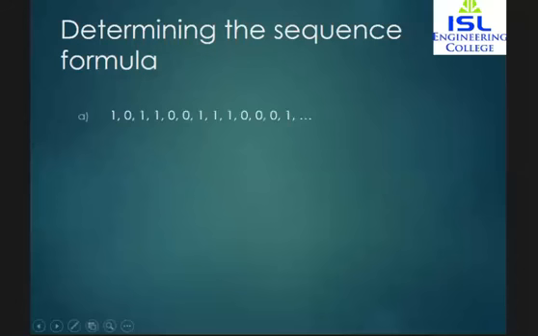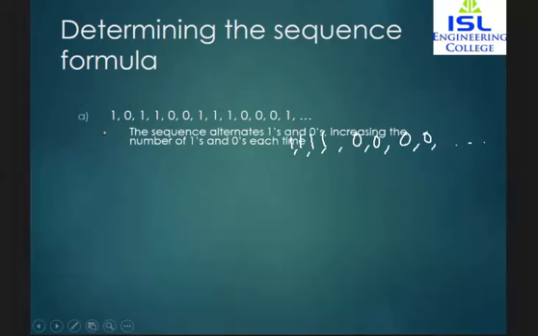So let's take this sequence. This sequence is of alternate ones and zeros. Over here we have 1 and then 0, then 2 ones, 2 zeros, 3 ones, 3 zeros. So here we will have 4 ones and then 4 zeros, and it keeps on increasing the number of ones and zeros each time. Similarly, the sequence alternates ones and zeros, increasing the numbers of ones and zeros each time.